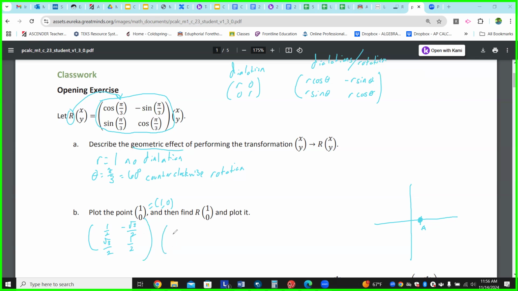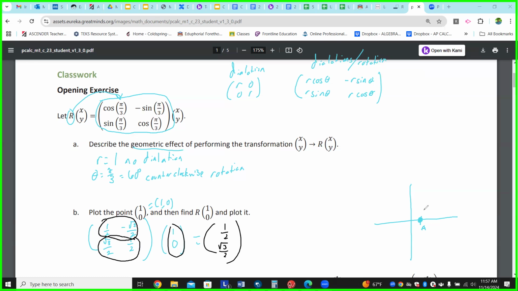And then if I multiply that to the coordinate (1, 0), remember it goes row times column to get the answer. Well, 1/2 times 1 is 1/2. And then negative square root 3 over 2 times 0 is 0, so it just goes away. So 1/2 is the first part of the element. And then do the same thing. Take the next row and multiply to that column. And square root 3 over 2 times 1 is good. And then 1/2 times 0 is 0, so that all goes away. And so there is your new coordinate.